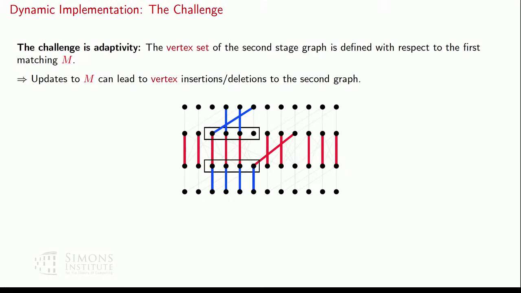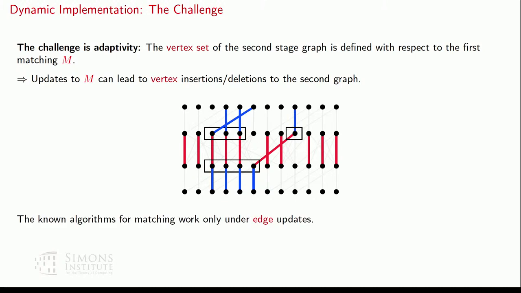Now what happens is that we have to kick this vertex out of the set of marked vertices and include this one instead. And this would be a vertex insertion in the second graph. And vertex insertions are hard. So this is the challenge with maintaining both matchings.